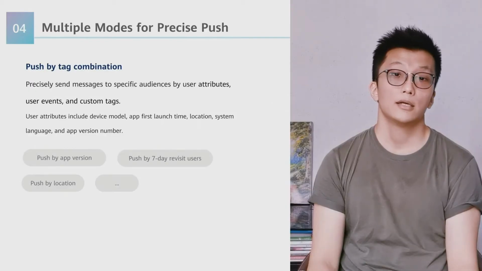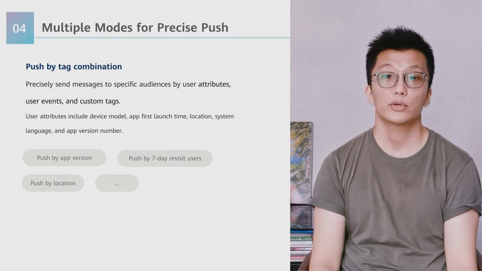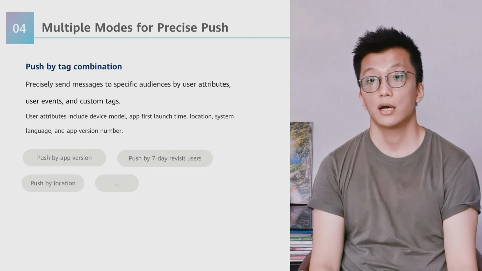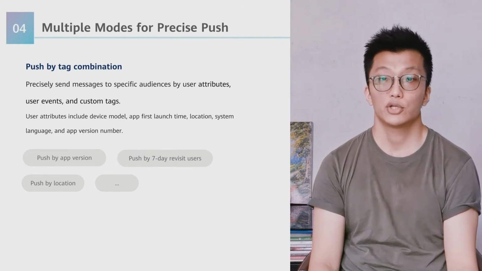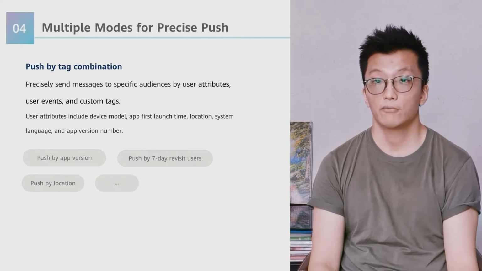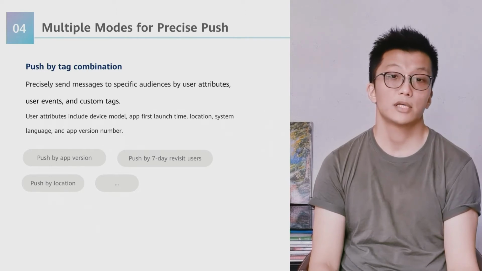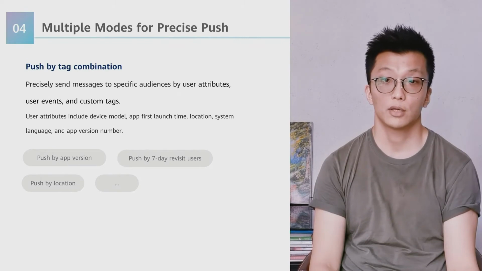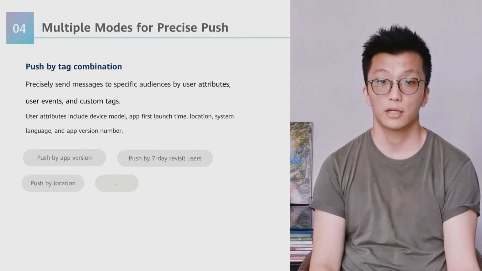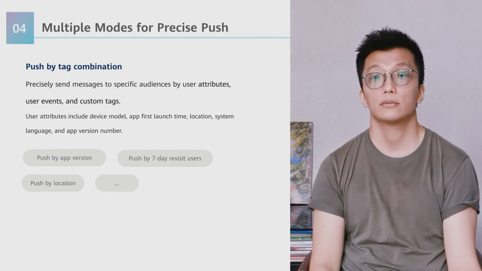Another highlight of the PushKit is the various modes of precise target pushing. Target pushing is highly sought after nowadays. Not only does it reduce the server loading by avoiding mass sending messages to those who would be likely irrelevant and hence unresponsive to the messages, it can also provide a more customized user experience and increase user satisfaction.